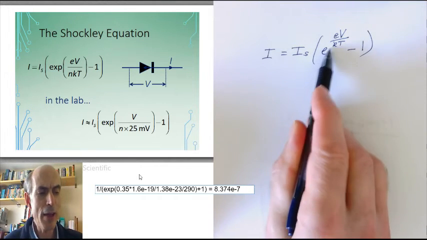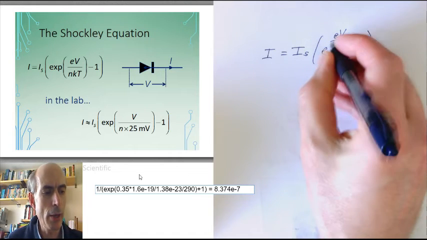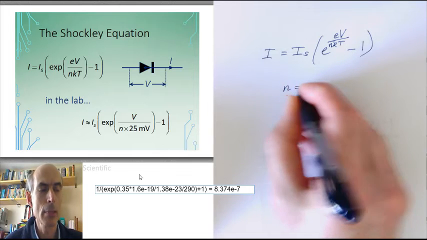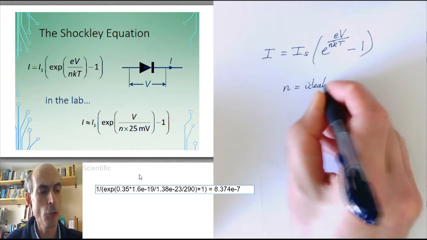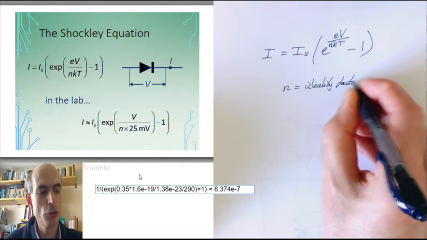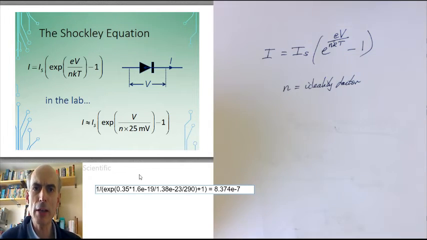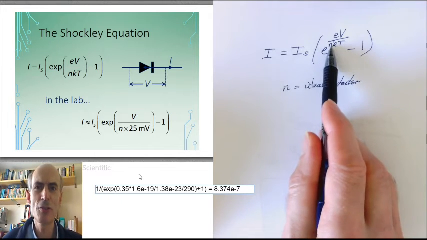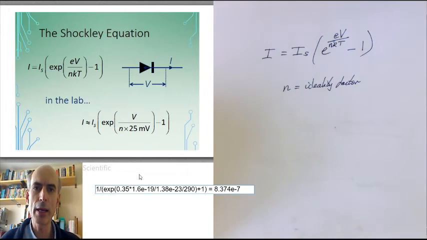And there's a factor of n that's usually put in there as well. n is called the ideality factor. For an ideal diode, it would be equal to 1. But due to manufacturing imperfections, for real diodes, n is typically somewhere between 1 and 2.